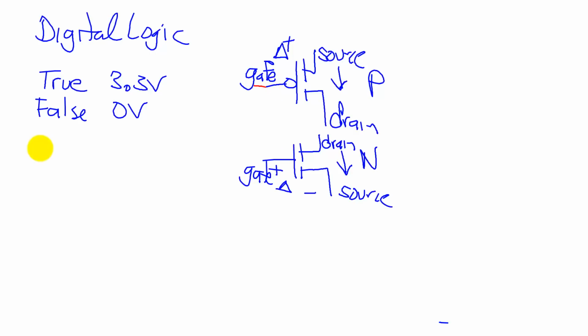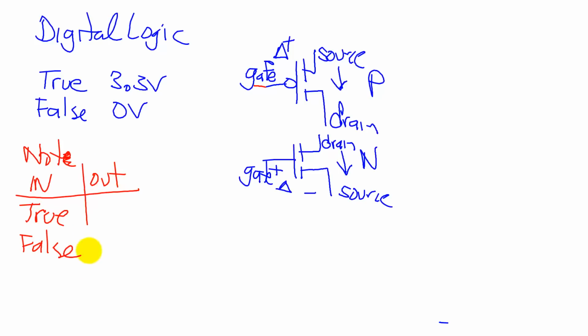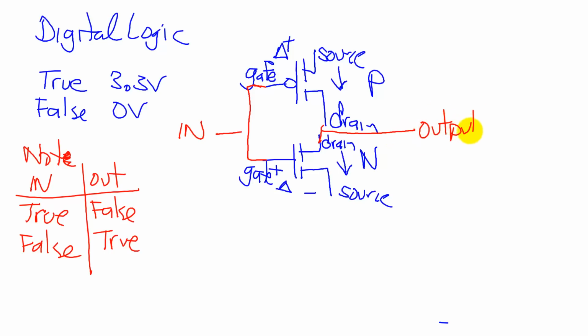And the first one we're going to build is a NOT gate. The NOT gate has an input, which can be true or false, and an output, which is the opposite. So true goes to false, and false goes to true. And the way we're going to build it is we're going to tie the two gates together here. And that will be our input. And we're going to tie the two drains together here. And that will be our output. And then we're going to tie this source here to 3.3 volts. And we're going to tie this one to ground.